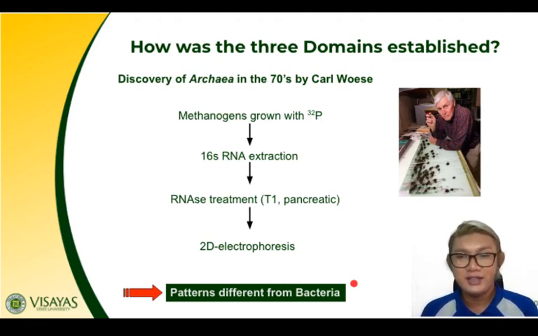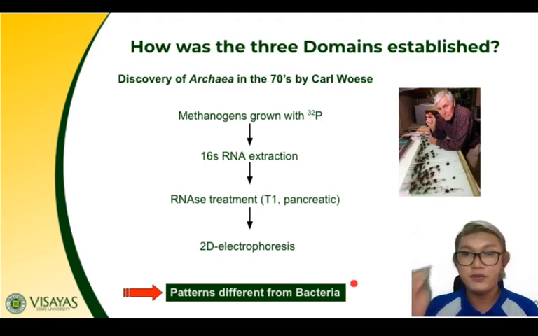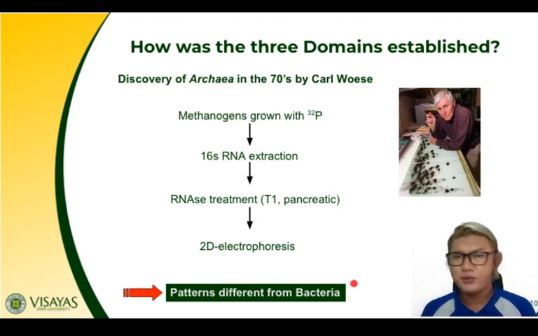He extracted this 16S RNA, digested the RNA, and ran a two-dimensional electrophoresis. First, he separated the RNA fragments based on size, just like normal electrophoresis. And then after that, those fragments are separated based on their pH requirements, or I'm not really sure. No? But two-dimensional, two factors.